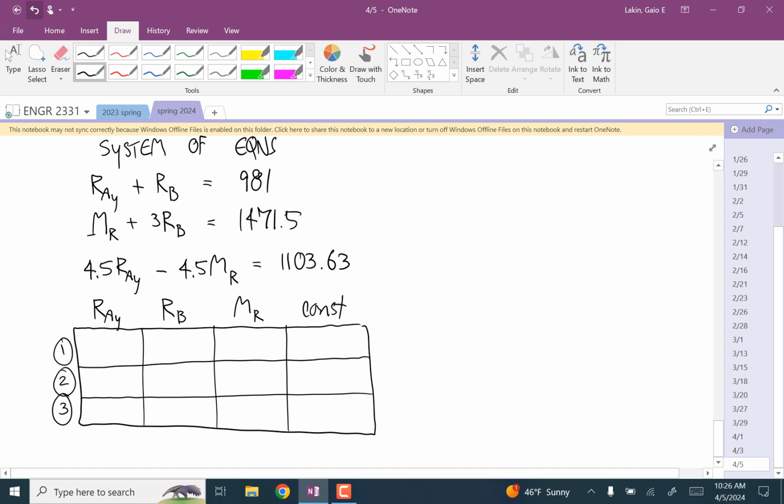So for the first equation, we got 1 for RAY, 1 for RB, and 981 for the constant. The second equation, we have 1 for MR, 3 for RB. The constant is 1471.5. The third equation, 4.5 for RAY, negative 4.5 for MR, 1103.63 for the constant.